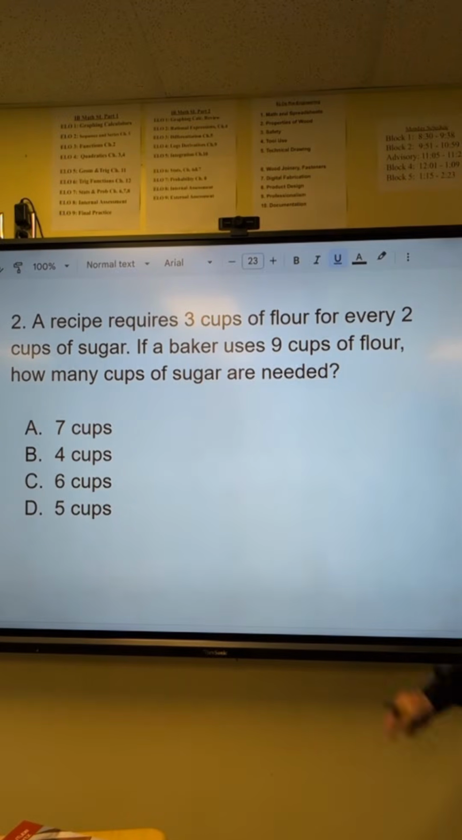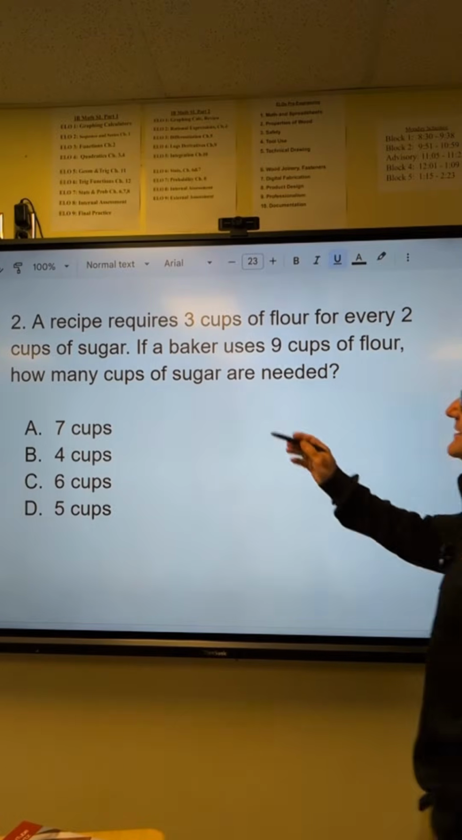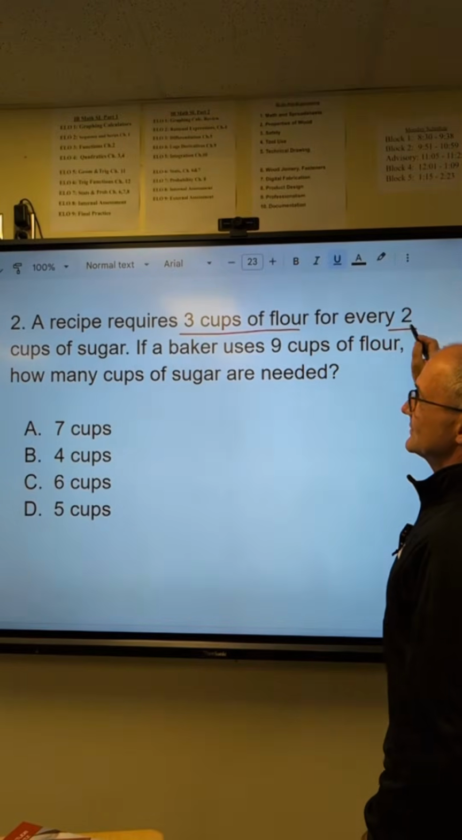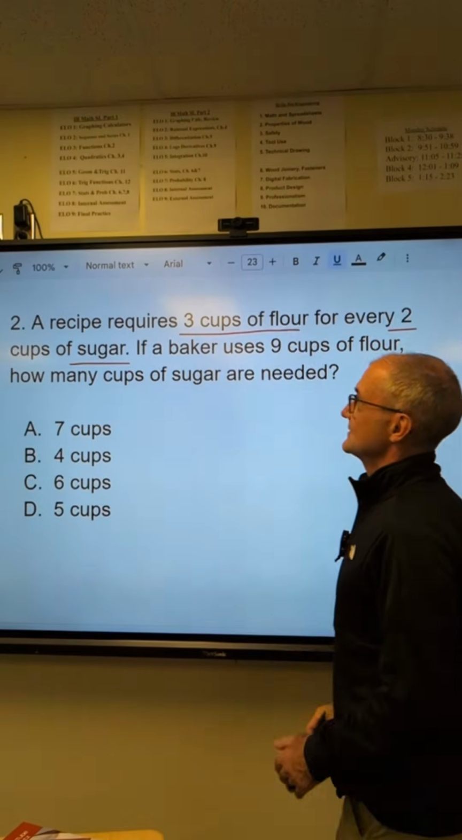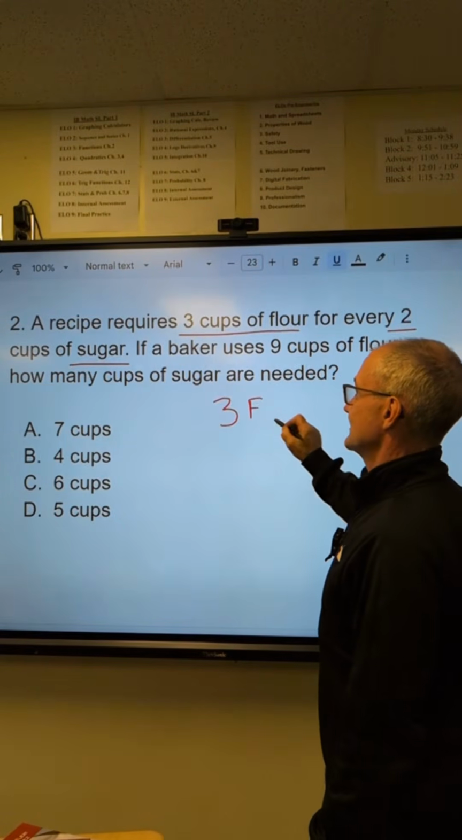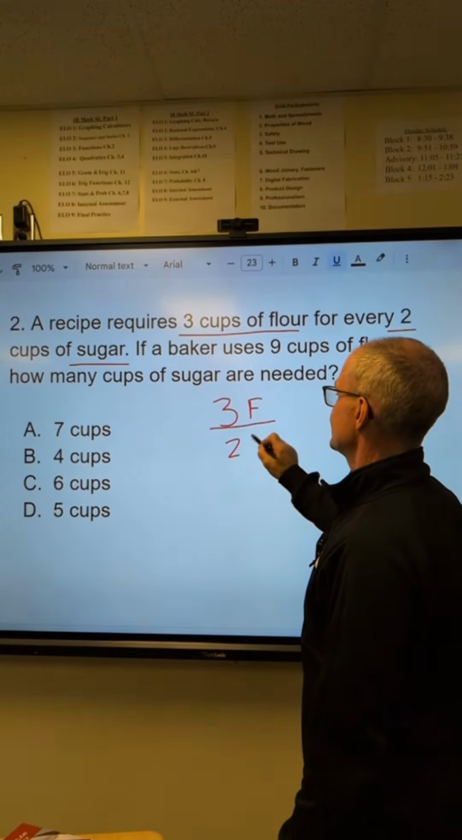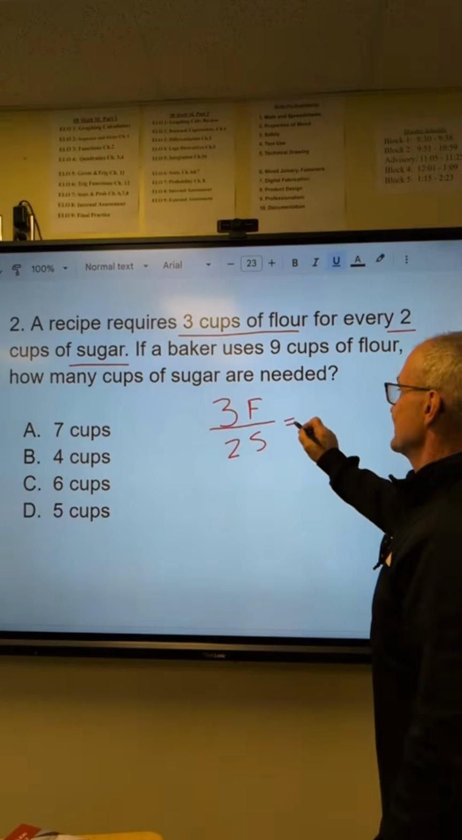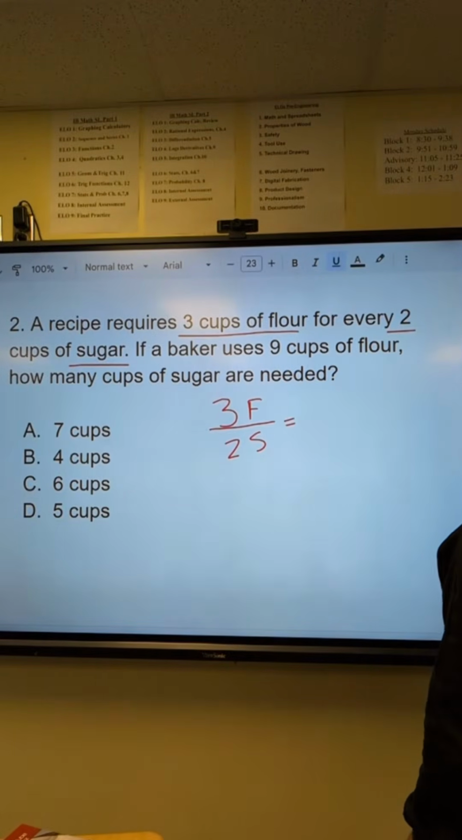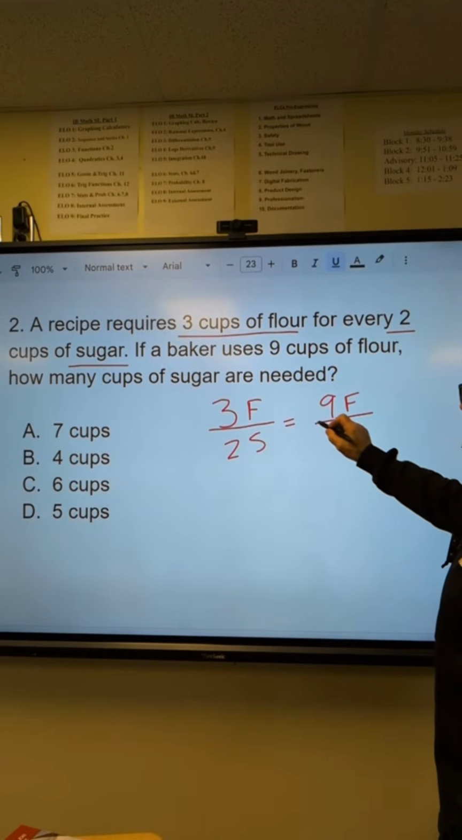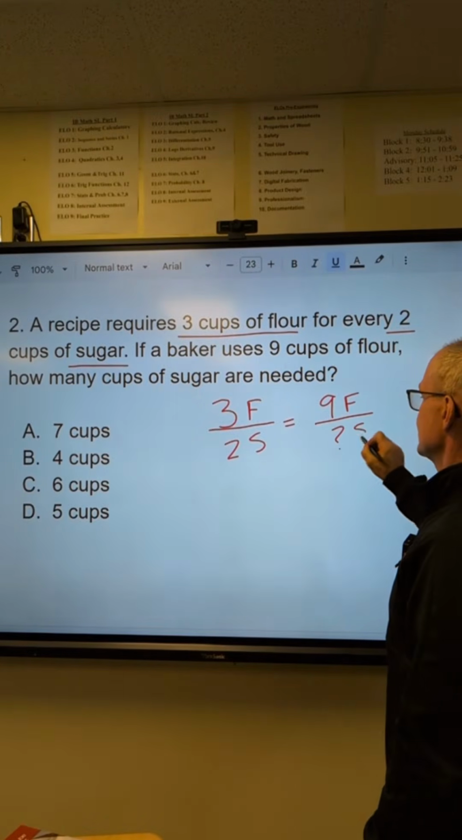So I'm going to just break this problem down. A recipe requires 3 cups of flour for every 2 cups of sugar. So that's going to be a ratio. I have 3 cups of flour to 2 cups of sugar. If a baker uses 9 cups of flour, that means it has to be in the same numerator, 9 cups of flour. How much sugar does he use?